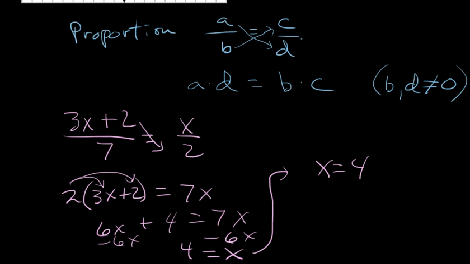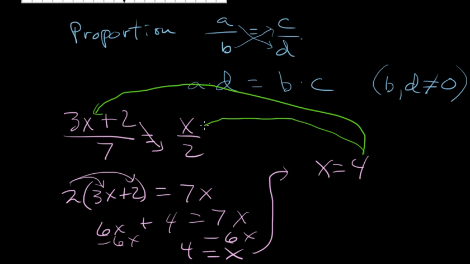Now, one thing I always insist on showing students: take a moment when you solve an equation, put that x into the original equation, and make sure it works. For example, what's 4 over 2? It equals 2, right? 3 times 4 is 12. 12 plus 2 is 14 over 7, and that equals 2, okay? So 2 is equal to 2, so we have a true statement there. If I make x equal to 4, this thing works. So that's it. That's how you solve a proportion.